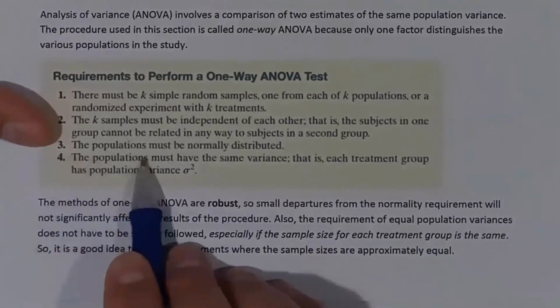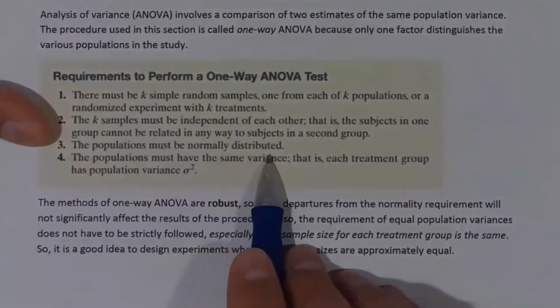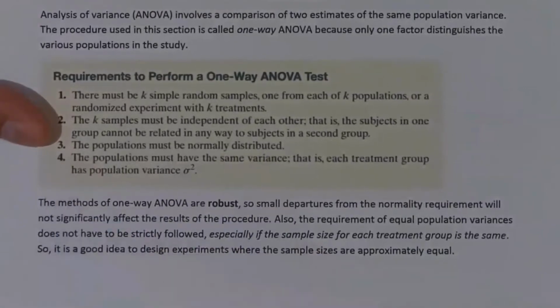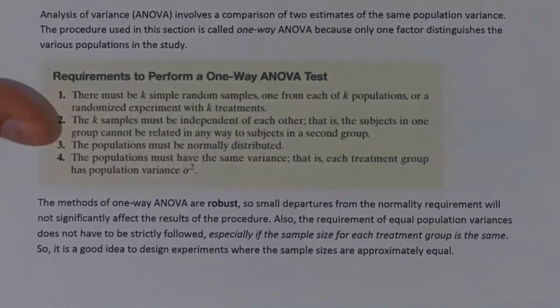3, the populations must be normally distributed. So if we have small samples, we may have to perform a normal probability plot or a QQ plot in order to verify that the population is normal. We also generally don't want to have any outliers as well. If we have large samples of 30 or more, then we will assume by the central limit theorem that we have an underlying normal distribution.